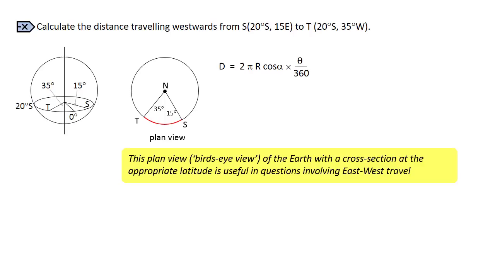Here's the formula for east-west travel on a line of latitude. The angle theta is the angle subtended and it's shown in red on the diagram. In this case, it's found by adding the longitudes of the two locations, 15 degrees east plus 35 degrees west, a total of 50 degrees. Alpha is the latitude of the two locations, 20 degrees. After substituting, the distance is easily calculated.